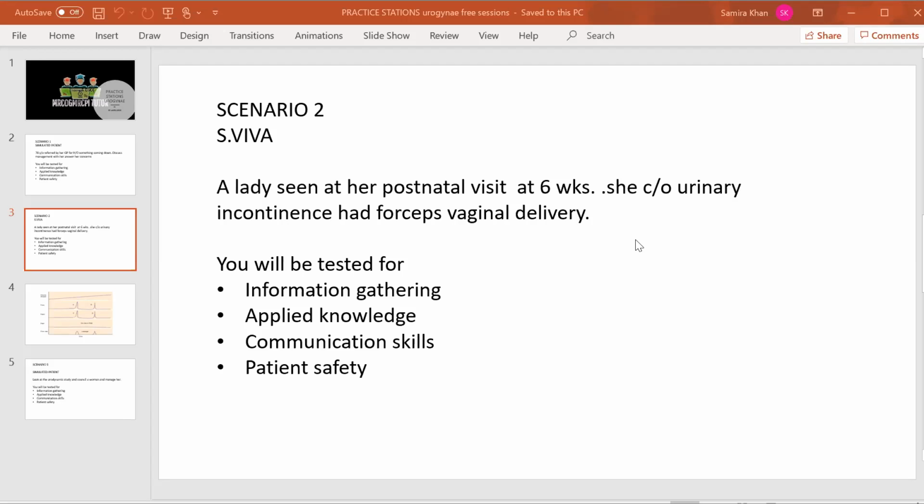What is in your mind? Why are you especially asking? Okay, there are two things that are part of the differential diagnosis. You are forgetting voiding dysfunction and detrusor overactivity also.